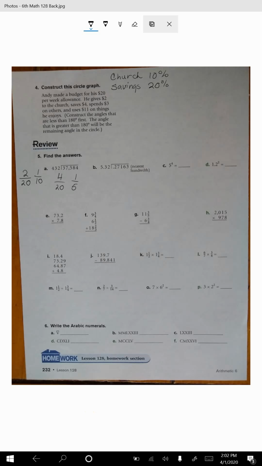He spends $3 on others out of the 20. That does not reduce. So we're going to have to do 3 divided by 20. 20 into 30 once. 10 out of 0, that's 5. 20 into 100 goes 5 times. So 15% will be what he spends on others.